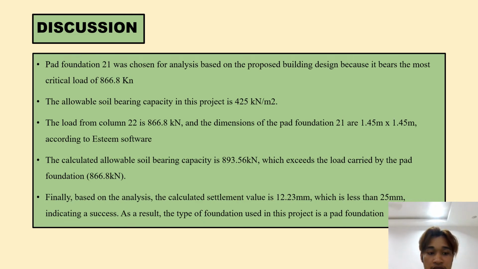The calculated allowable soil bearing capacity is 893.56 kilonewtons, which exceeds the load carried by the pad foundation, which is 866.8 kilonewtons. As a result, pad foundation 21 is successful.